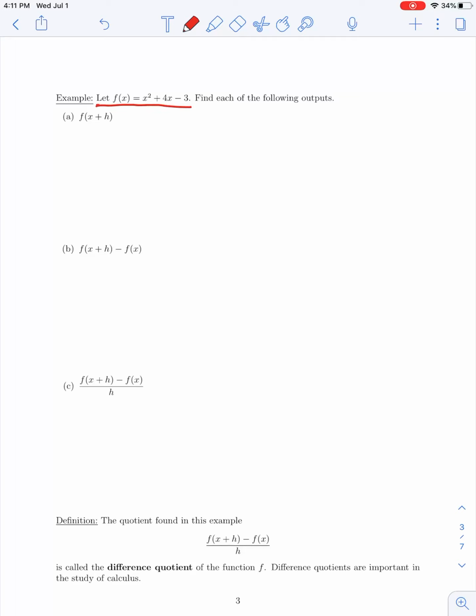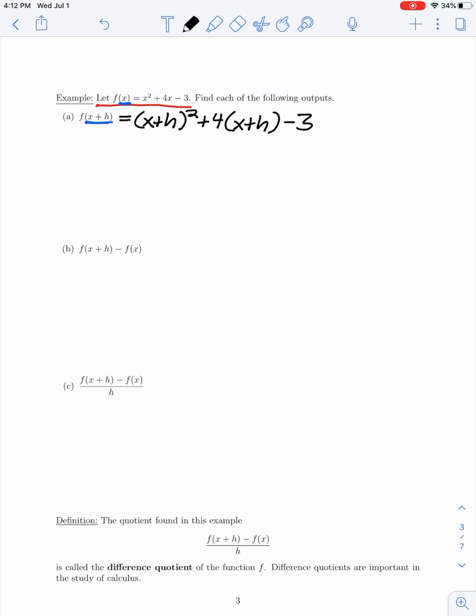So in part A, we're asked for f of x plus h. So again, all that means is that we're taking our definition for f of x, and replacing the values of x with x plus h. So let's see what we have here. Using the definition of the function, we'll have, instead of x squared, x plus h being squared, then plus 4 times, instead of x, we're taking x plus h, and then minus 3.